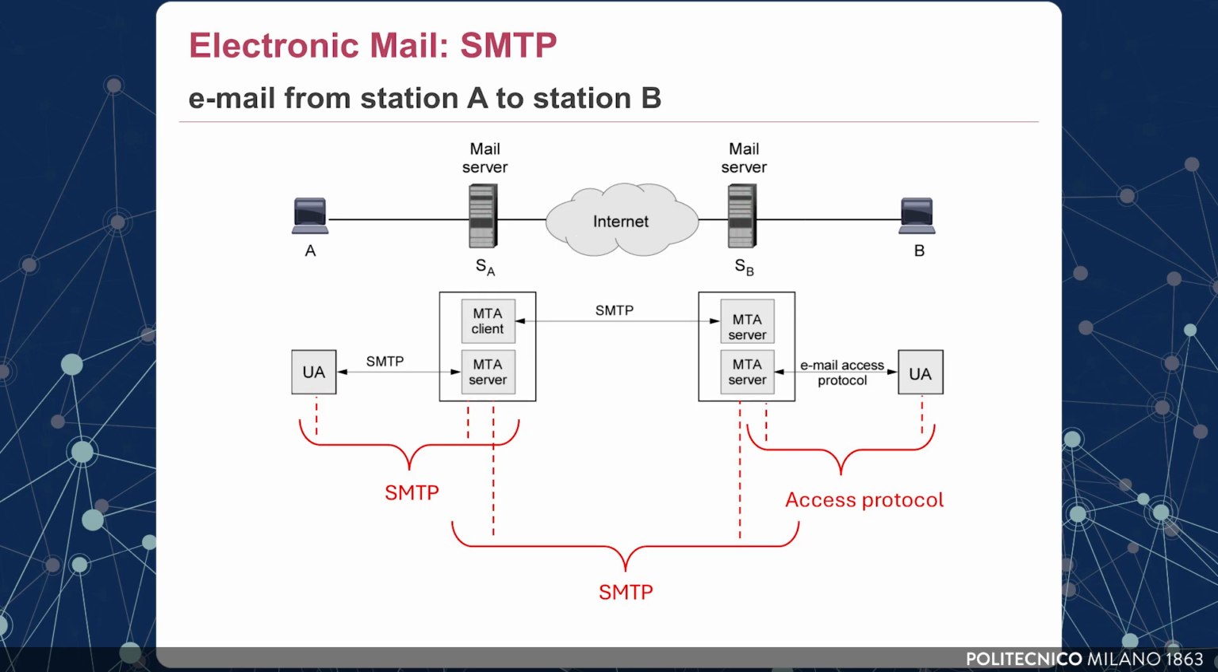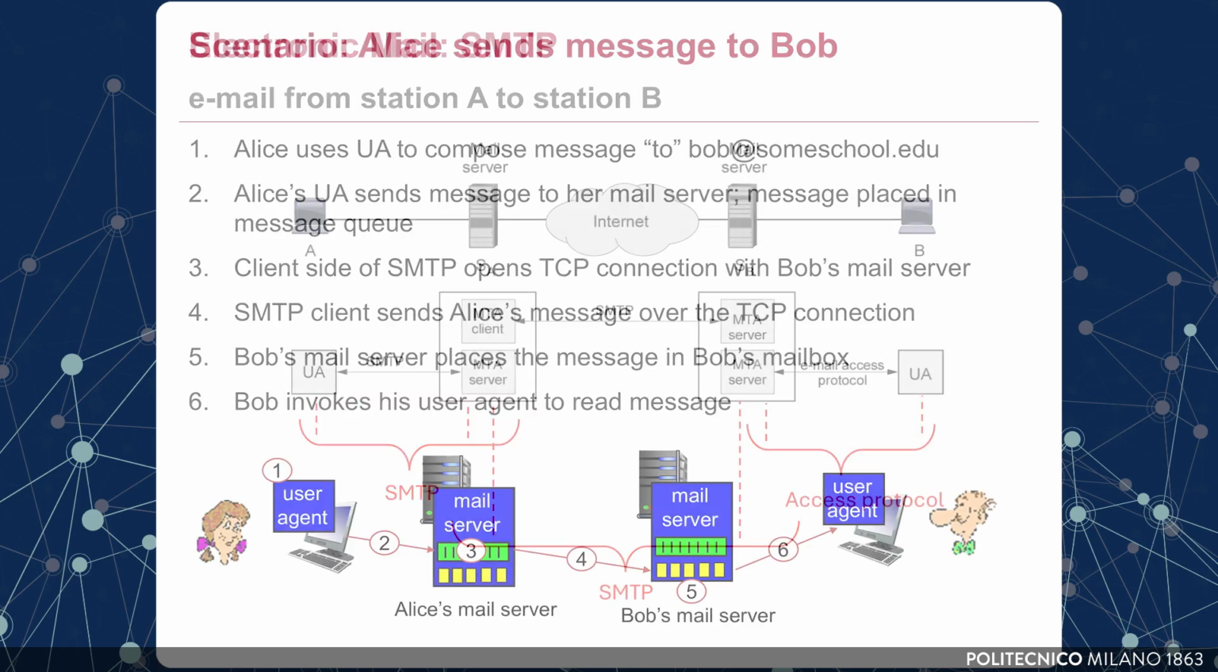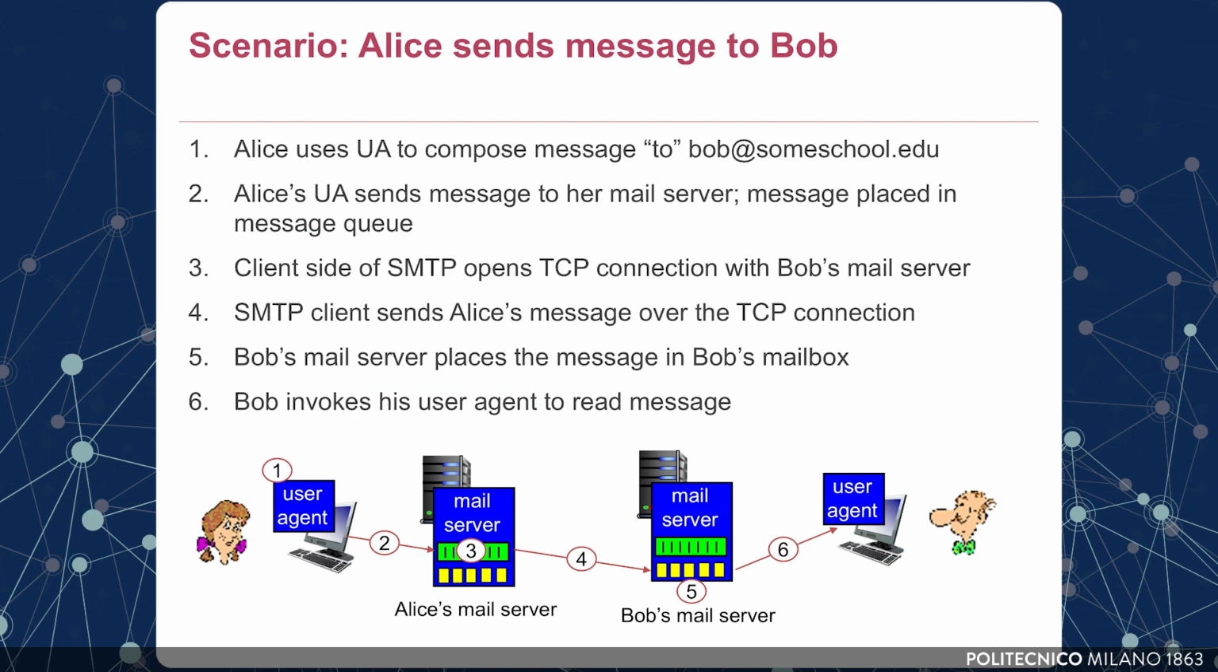SMTP ensures reliable message delivery between servers, while POP3 and IMAP allow users to download or synchronize their emails with their devices. When Alice sends an email to Bob, the process follows a structured sequence. First, Alice composes her message using a user agent, such as an email client. Once sent, the email is forwarded to her mail server, where it is placed in a message queue.